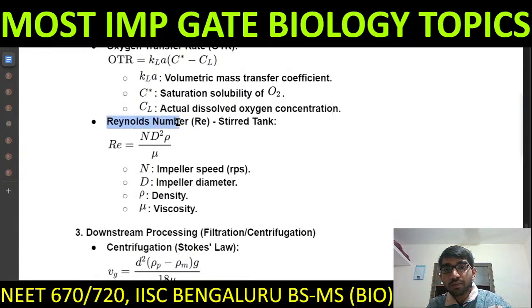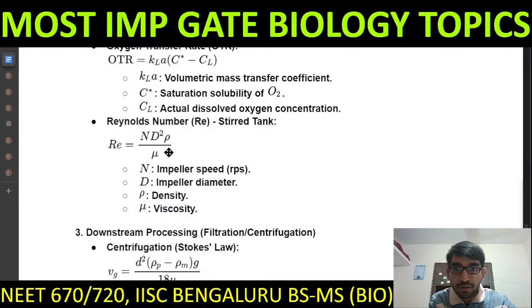Then this is again very important, Reynolds number for stirred tank reactors. Reynolds number can be written as N d square rho by mu. So N is the impeller speed, d is the impeller diameter, rho is the density, divided by the viscosity.